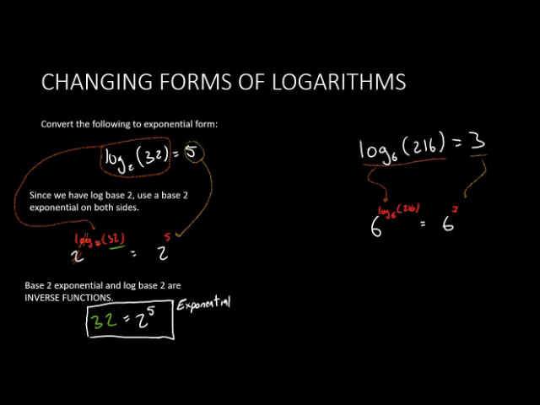Now, remember that base 6 exponential and log base 6 are inverse functions, so we'll cross both of those out, and this will leave only the 216. We'll bring that 216 down. It will stay on the left. And on the right, we will now have 6 to the 3rd. This gives us the exponential form. So in order to get into exponential form, we use an exponential that has a base that matches the log we started with.